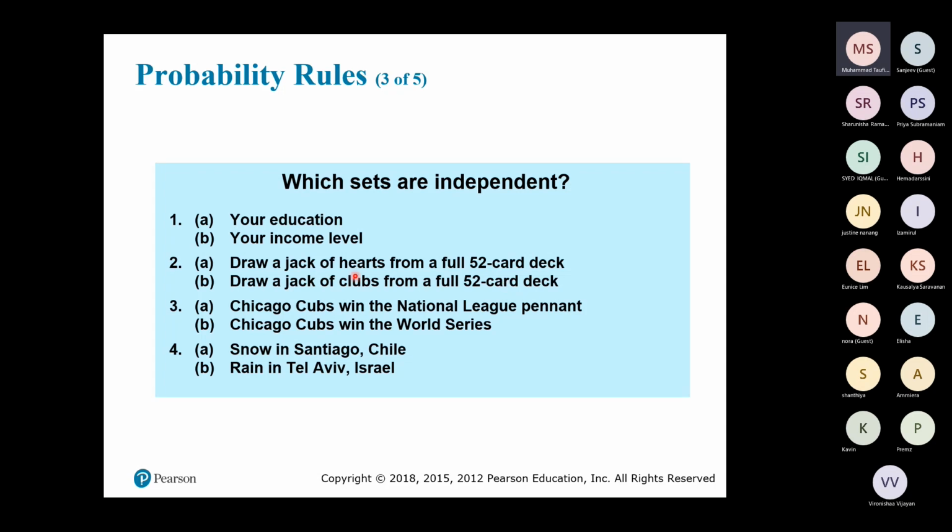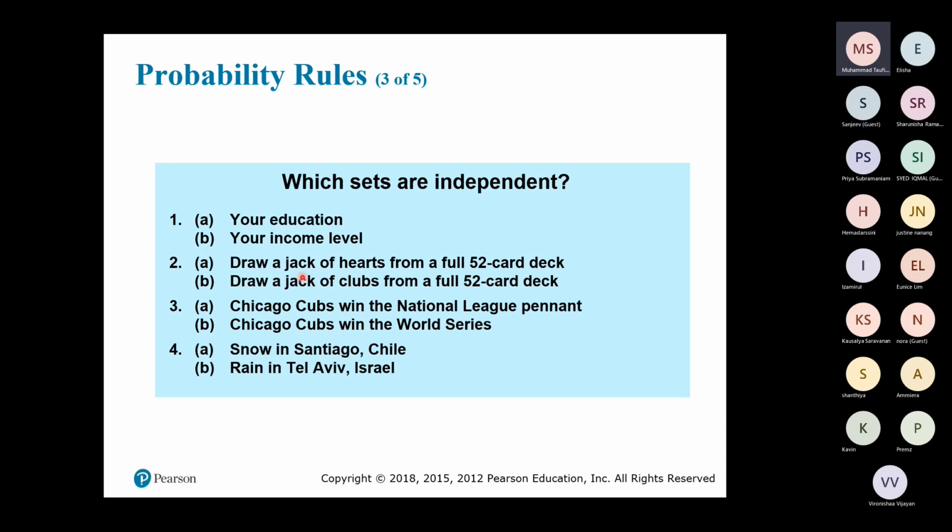So one of your friends said that this is dependent, right? How do you want to know whether this is dependent or not? Okay, you pull a jack of heart. Is there any card that has a jack of heart and club together in one card? No, right? So if there is no, it means that this event is independent.